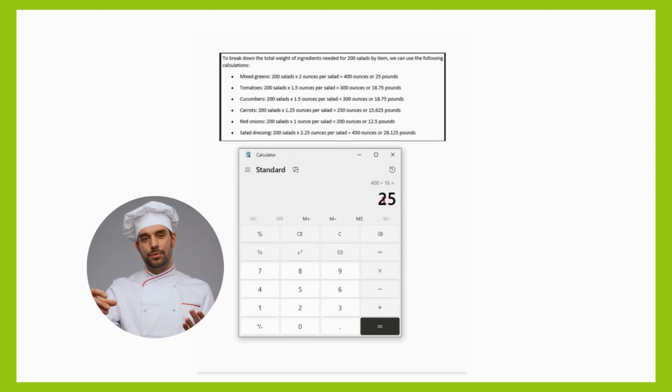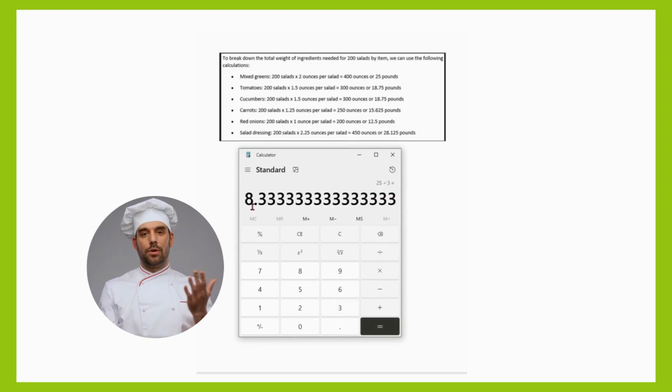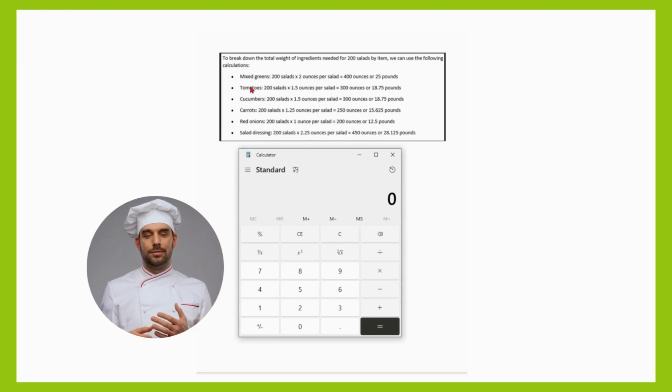So I want to do some more division. I'm going to divide that by 3, because it's 3 pounds to a case, and it equals 8.33. So let's round that up to just 9 cases. It's closer to 8.5 cases, but obviously we can't buy a half case. So let's just say I need 9 cases. So I'm going to need 9 cases for 200 salads at 2 ounces per salad. Okay, perfect. Let's go on to the next one, tomatoes.